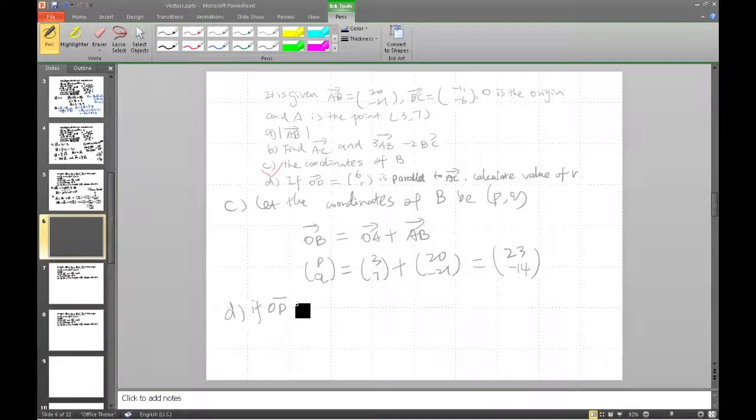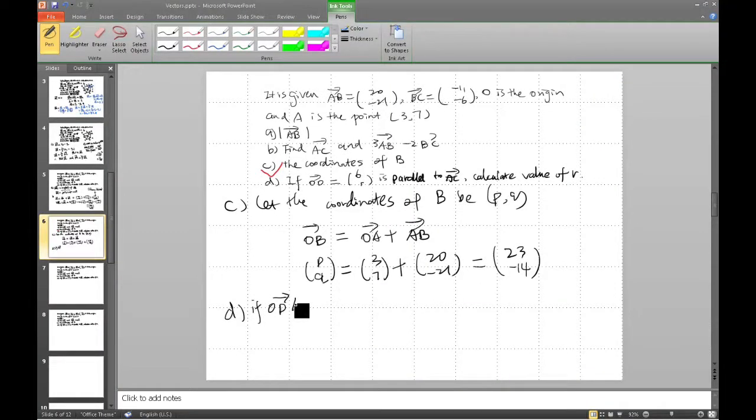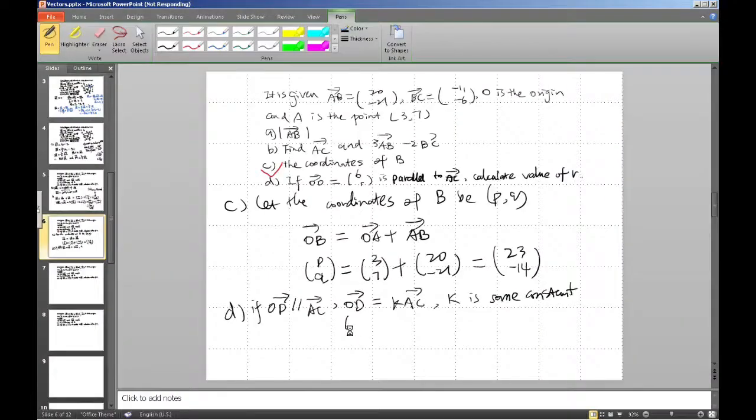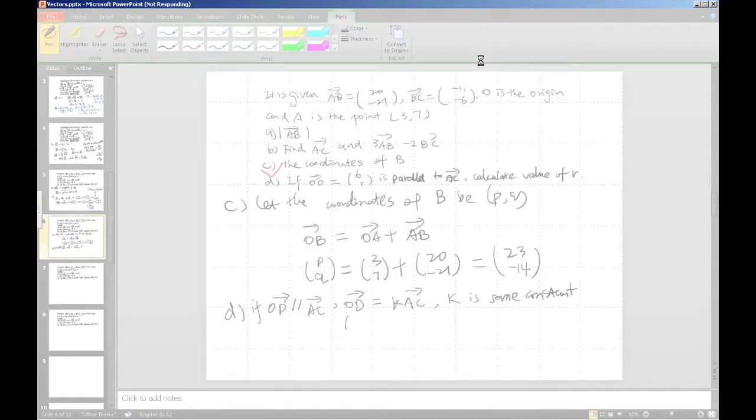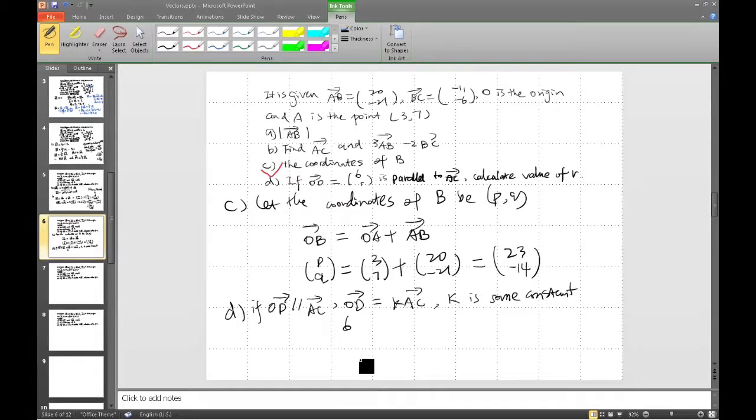And let's take a look at part D. Okay, part D, it says if OD is parallel to AC. What does it mean? It means vector OD is actually equal to K times vector AC, where K is some constant. So next time if you see a vector is parallel to another vector, what it simply means is this vector equals K times another vector, and K is some constant.